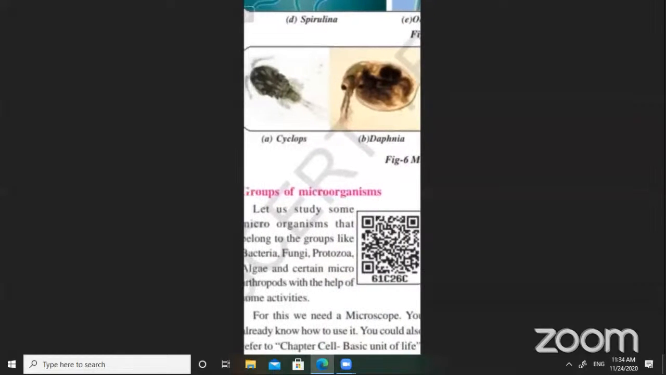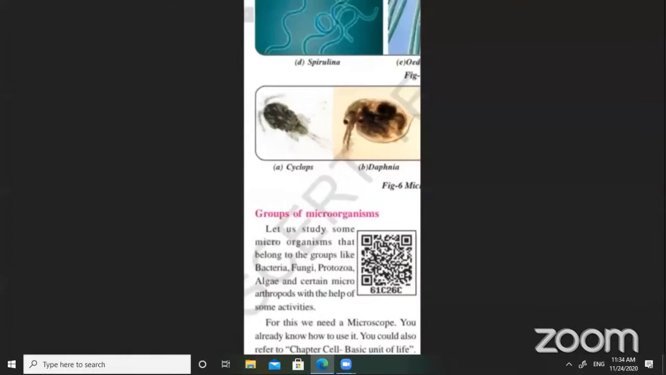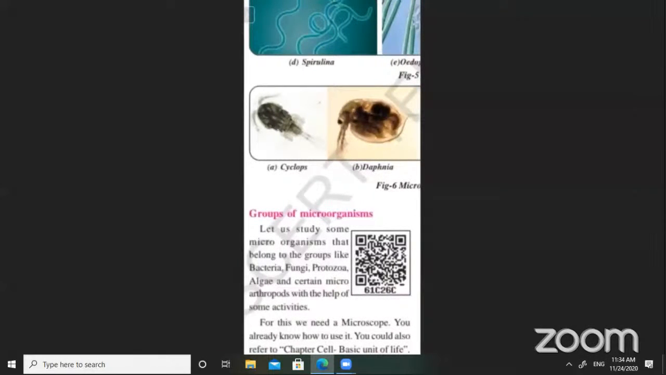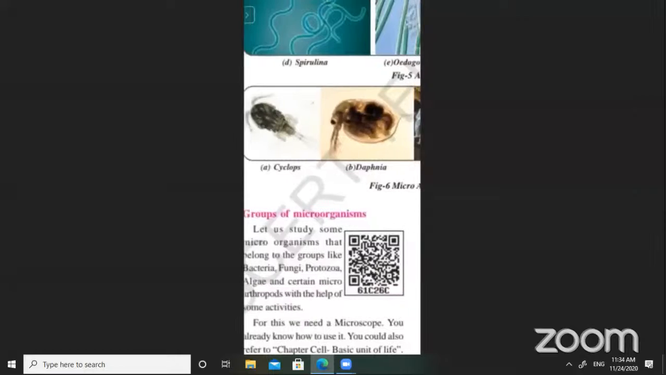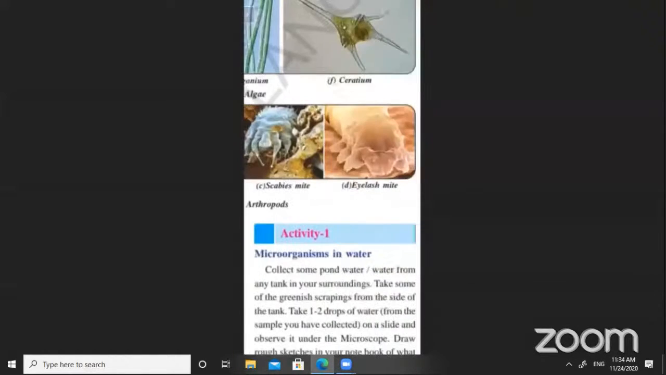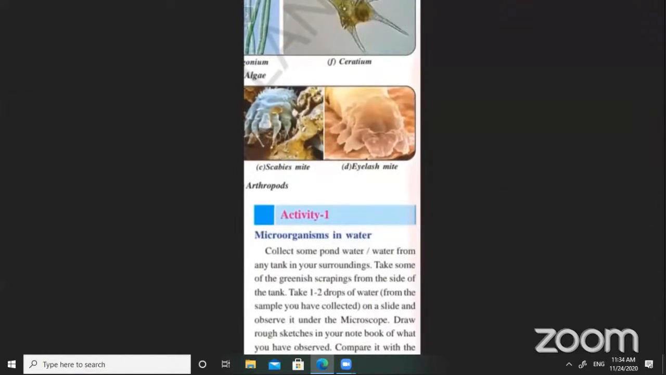For this, we need a microscope. You already know how to use it, and you could also refer to the chapter Cell, the Basic Unit of Life. Now let us go for the activity to observe different microorganisms like bacteria, fungi, algae, and microarthropods. See here, microorganisms in water. Very interesting, children. Microorganisms are also present in water.